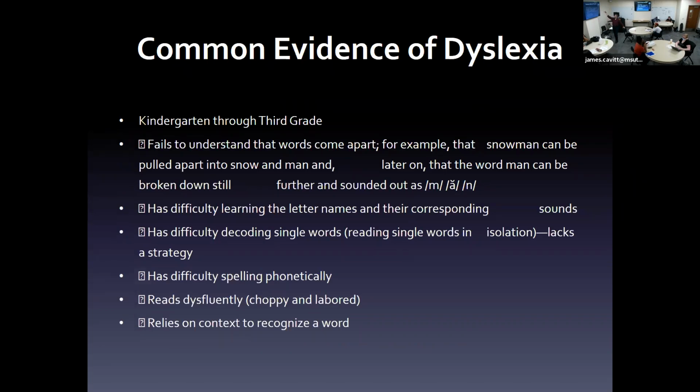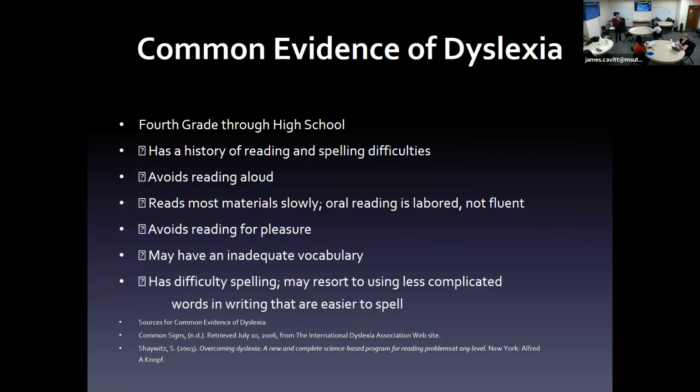From kindergarten to third grade, this is what we see. They have trouble with decoding words. They have trouble with vocabulary. That's why it's really important to pre-teach vocabulary when you're teaching a new concept, so that they have knowledge beforehand. Disfluent reading and difficulty spelling phonetically, those kinds of things are a big deal.